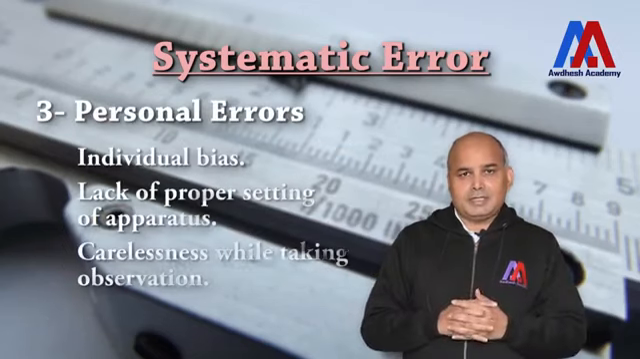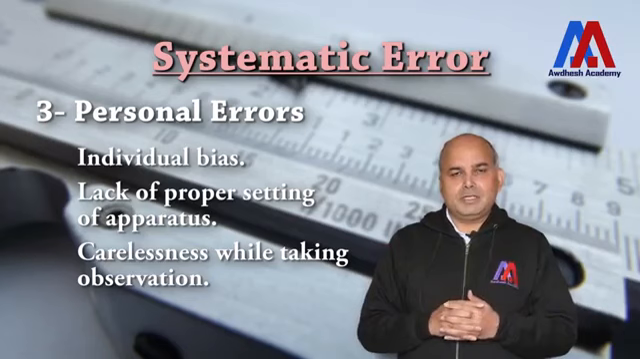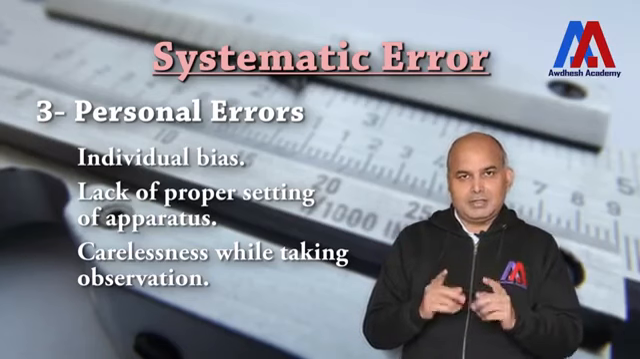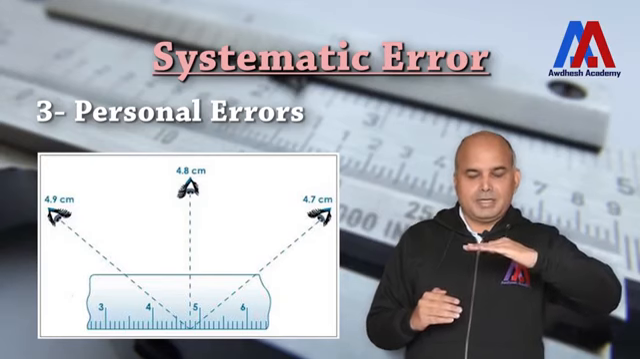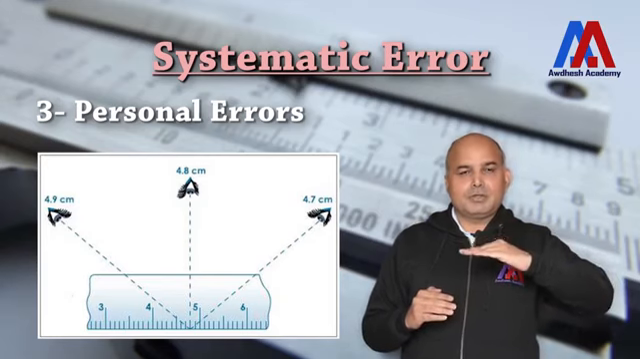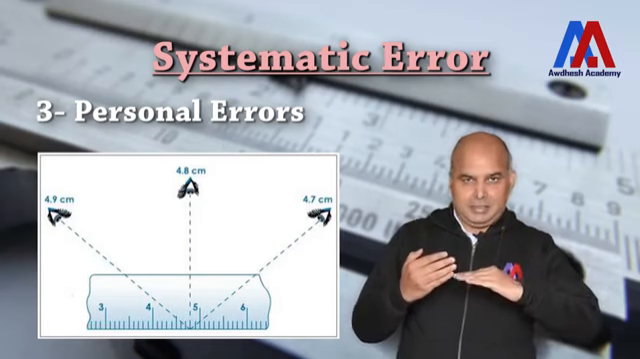Then the third type of error is the personal error. For example, if you are measuring a particular dimension from a scale, and you have a tendency to look at the scale from the top, in that situation there will always be error because you tend to measure the dimension on the higher side.